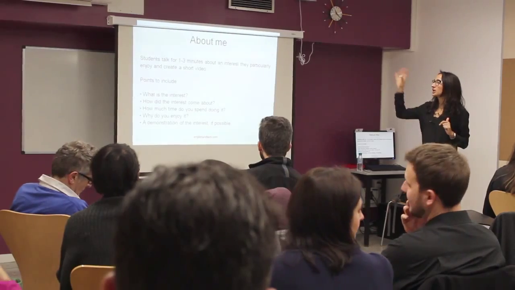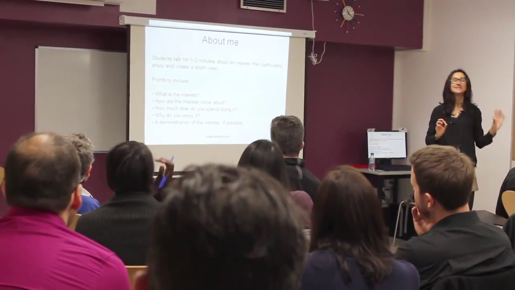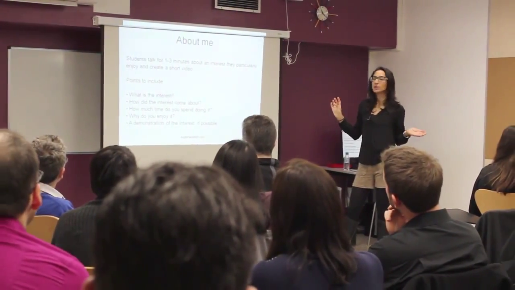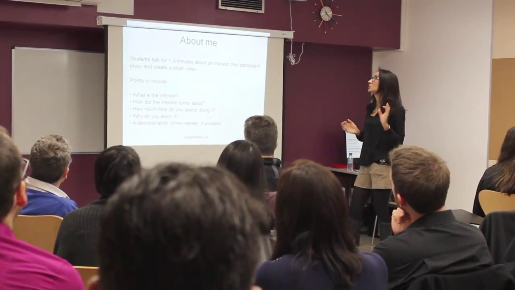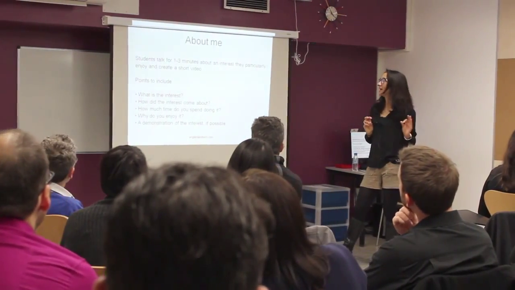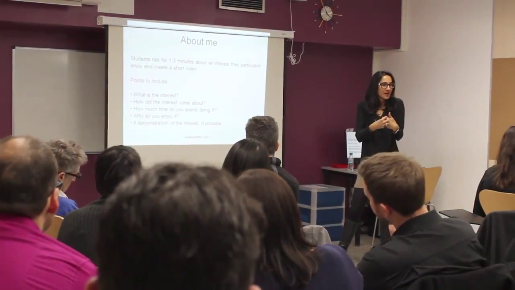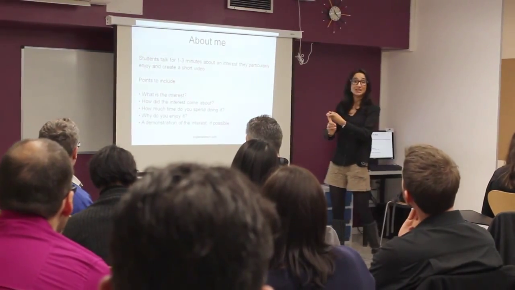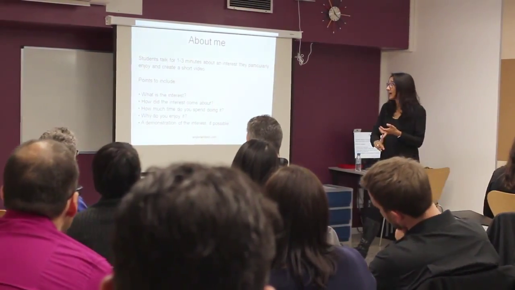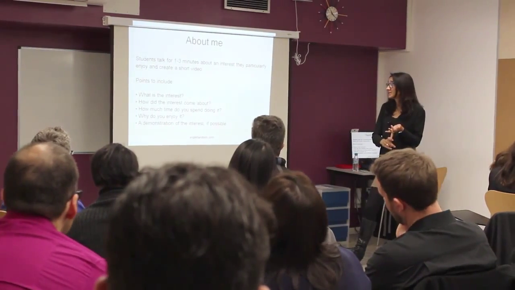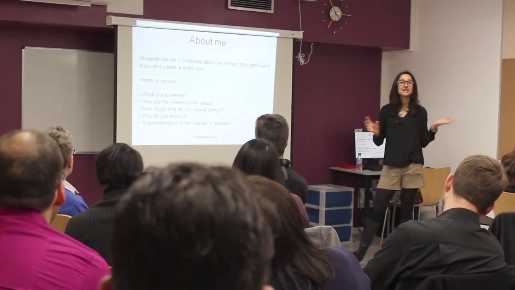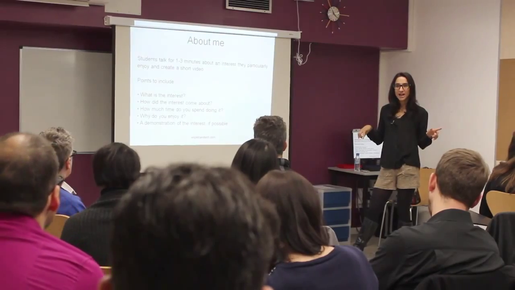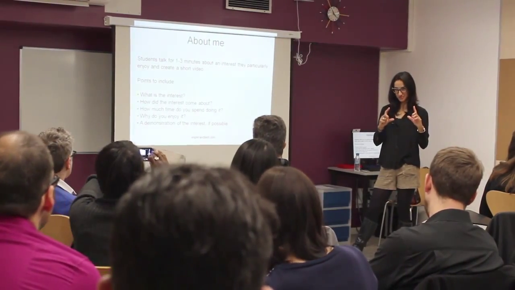So what I'd like you to do, we're going to work through this, and we're going to just make a 30-second video. So about me. Students talk for 1 to 3 minutes. Here we're going to talk for 30 seconds about an interest you particularly enjoy. Okay? So it's not an introductory video about, hello, I'm Kat, I live in Barcelona. It's about an interest. What is the interest? How did the interest come about? How much time do you spend doing it? Why do you enjoy it? And a demonstration if possible. Okay? So we're going to run this activity now, and you're going to make a 30-second video. Okay?